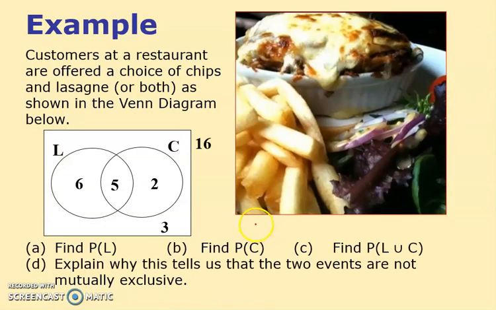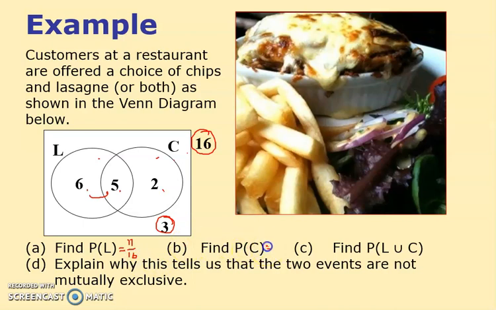A couple of questions then. Customers at a restaurant are offered a choice of chips and lasagna, or both. So obviously we've got 16 people. That's what that says. We've got 16 people offered the choice. 6 chose lasagna. 5, it seems, chose both. 2 chose chips, and 3 said, nah, I don't like either. So find the probability of choosing lasagna. Well, 11 people chose lasagna. How many people was out of 16?